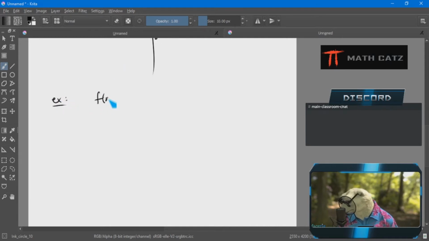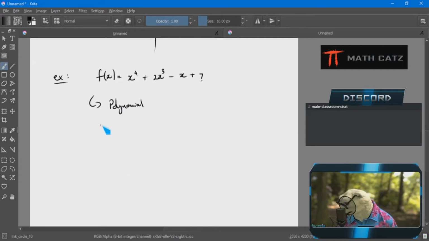If I look at a function like this, let's keep it simple, like that. It's important to think, well, this is a polynomial. And with that comes a lot of properties that I immediately know. Polynomial, the function is going to be defined for all x values. There are no asymptotes for polynomials.